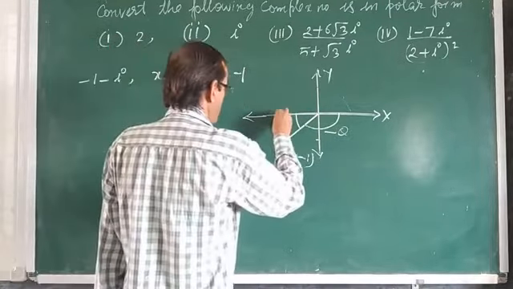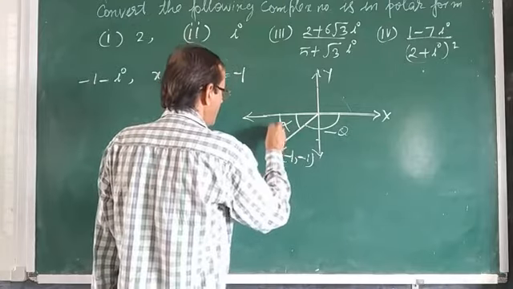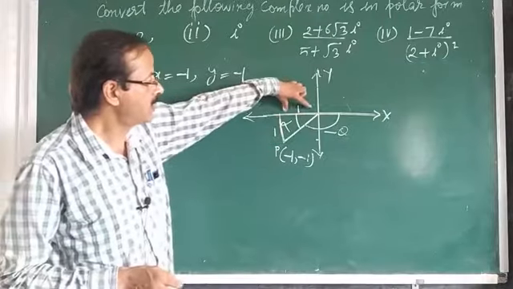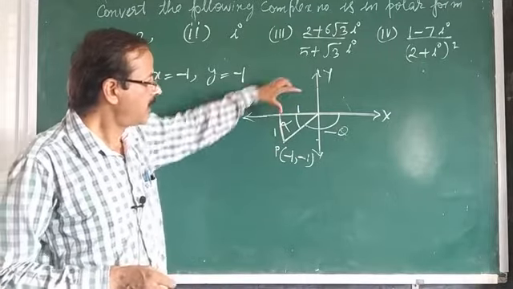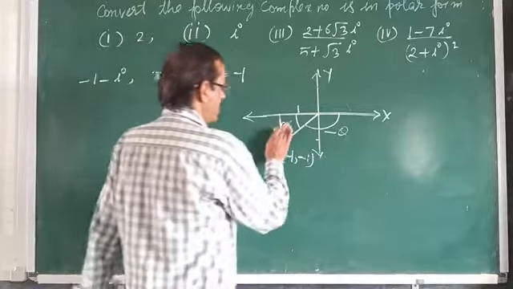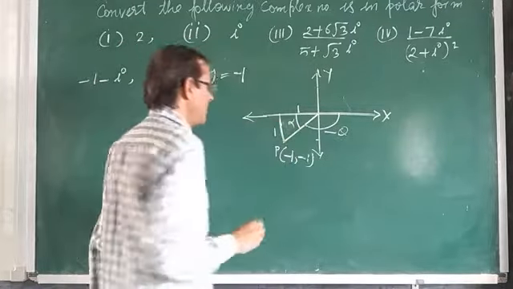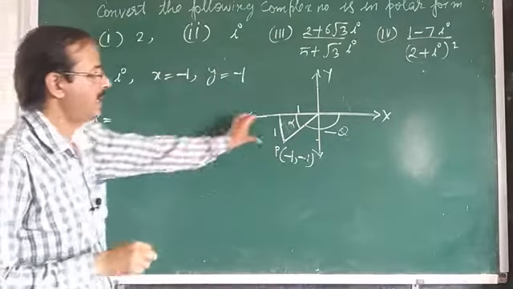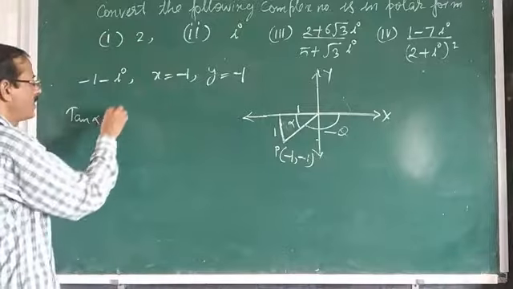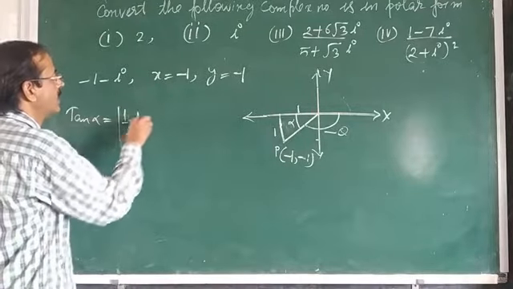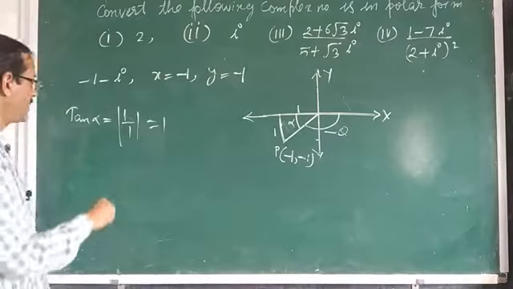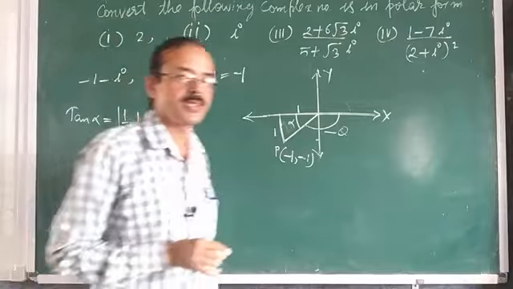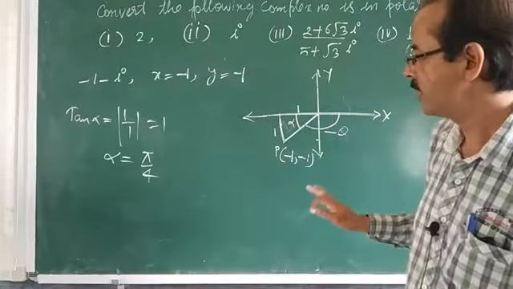So what is this value? 1 and this value is 1. Meaning if we see the length, this is 1, height and base both are 1. So we have to find tan alpha. So tan alpha equal to height upon base, that means modulus 1 by 1, that is equal to 1. For which value will this be satisfied? It will be satisfied for pi by 4, for 45 degrees. Okay.